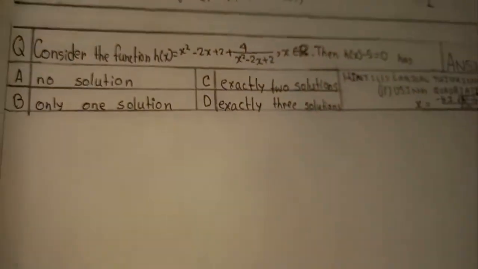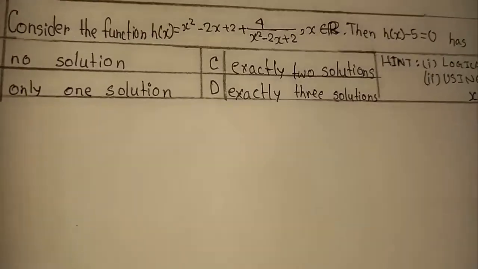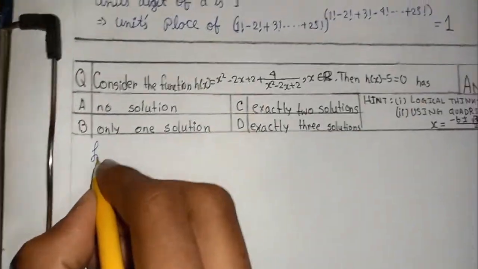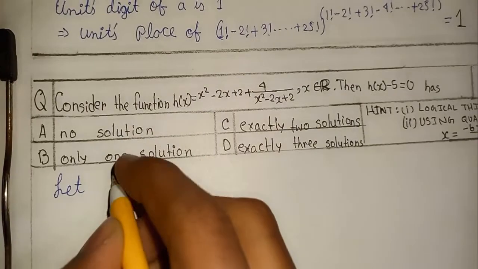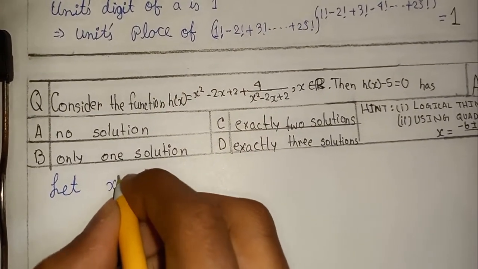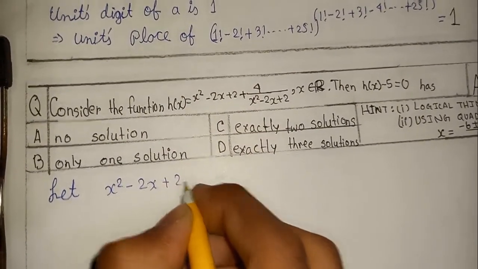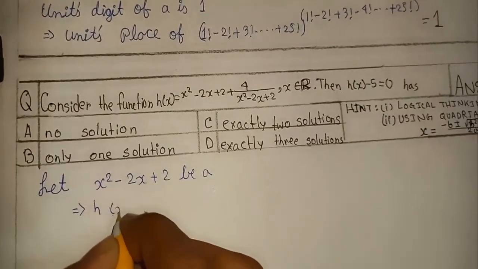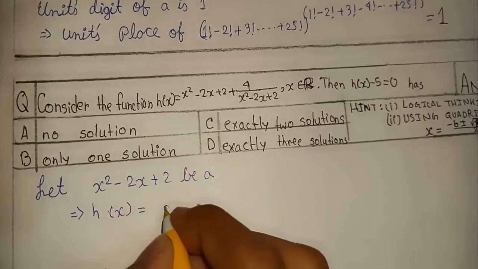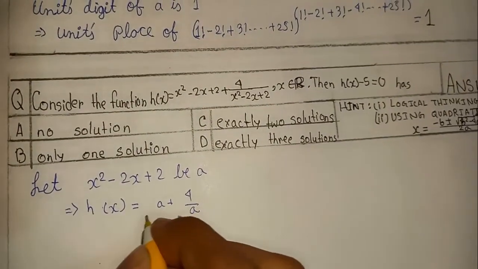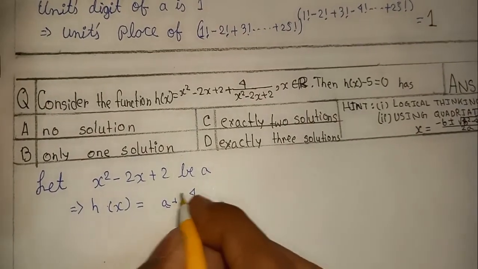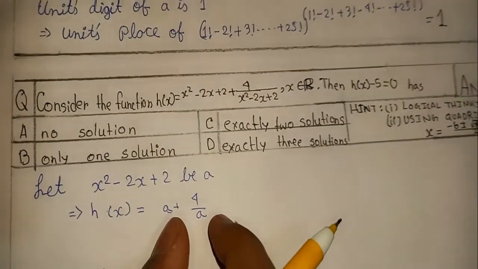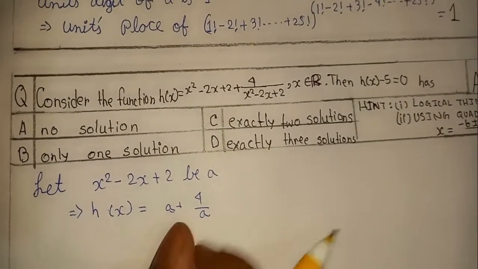Then we can get a very easier way to solve the whole sum. So let x squared minus 2x plus 2 be a. Now we can write h of x equals a plus 4 by a. Now consider and watch how such a long expression just got compressed to only one variable, that is a.